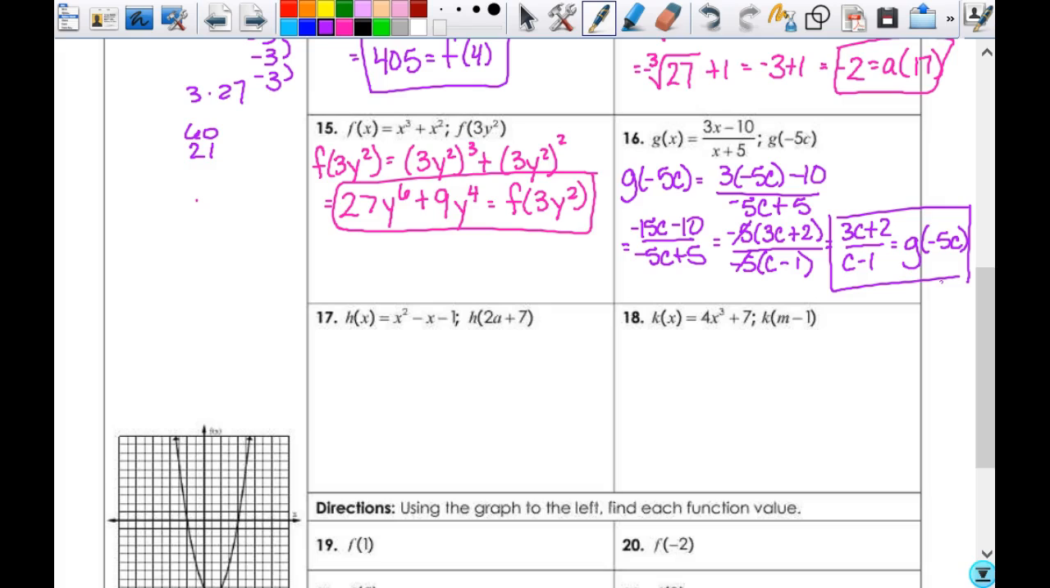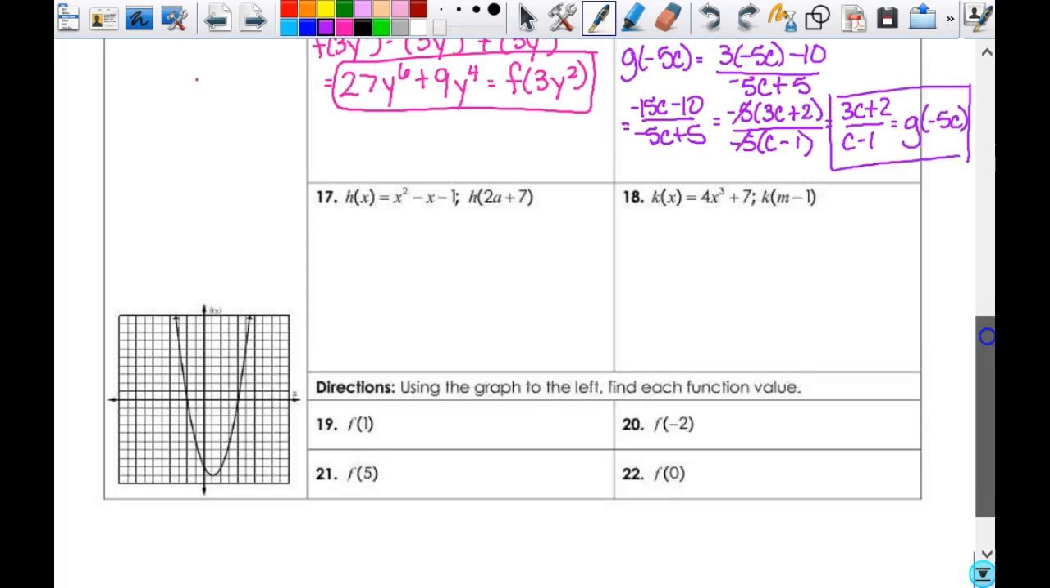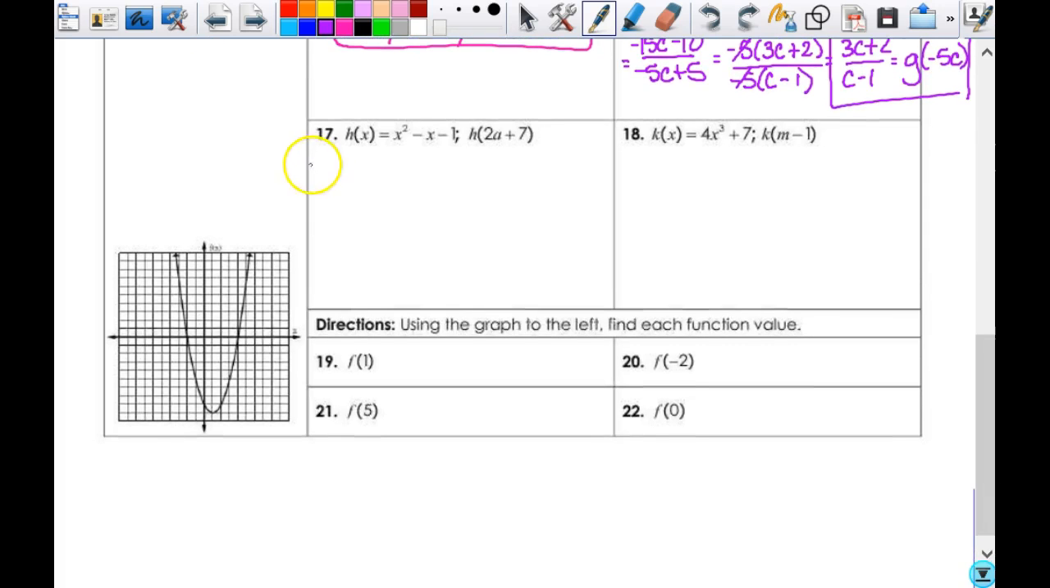Okay. All right, let's do 17 together. So this is going to give me h of 2a plus 7. So that's going to be 2a plus 7 squared minus 2a plus 7 minus 1. So what do you think about what I wrote down? Did I write all that down right? Nope, something's wrong. What am I missing?